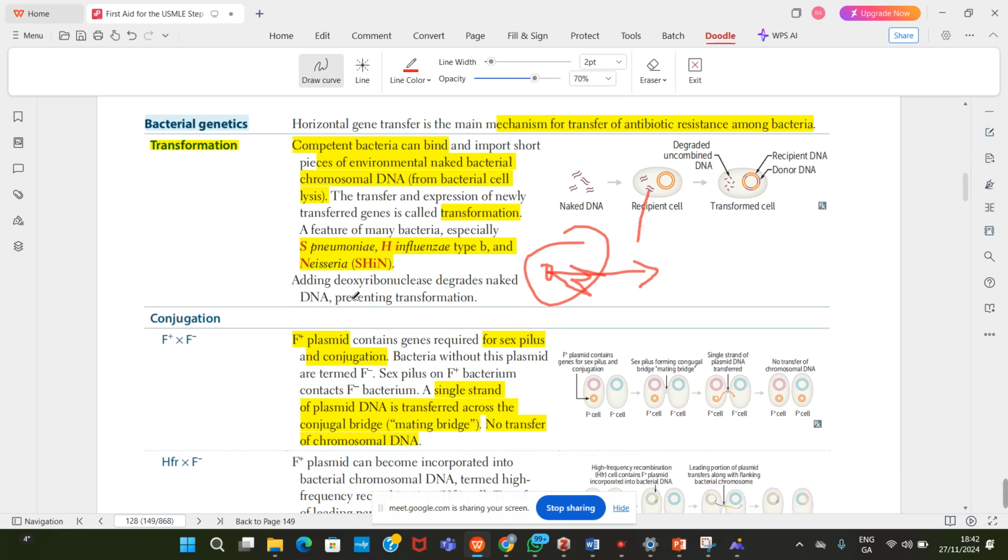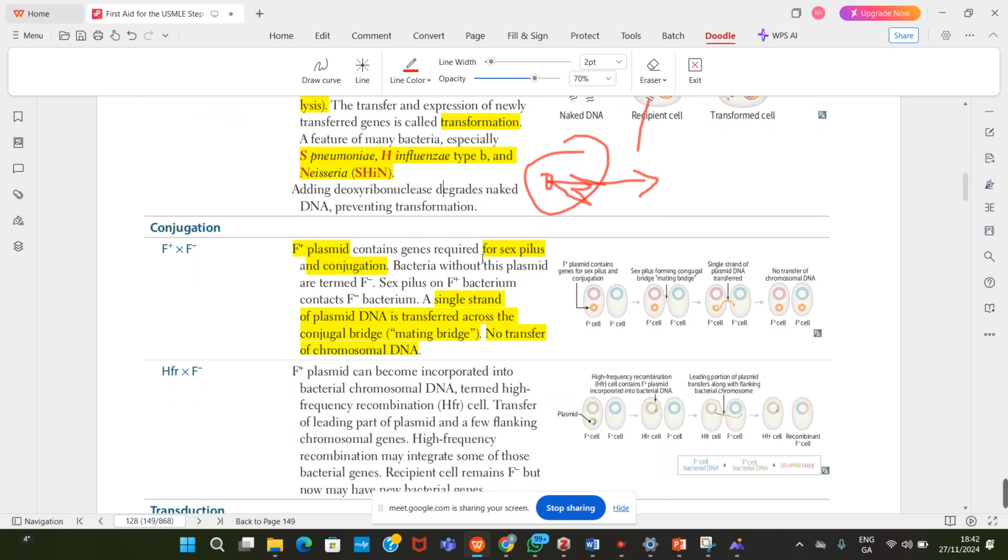Sometimes we can add deoxyribonuclease to bacteria to degrade their DNA, preventing transformation. So if you don't want bacteria to be picking up DNA up and down, you can add deoxyribonuclease to that solution. It's going to degrade that DNA, and there's no way they can pick up anything. So that's just a way of controlling the transformation process.